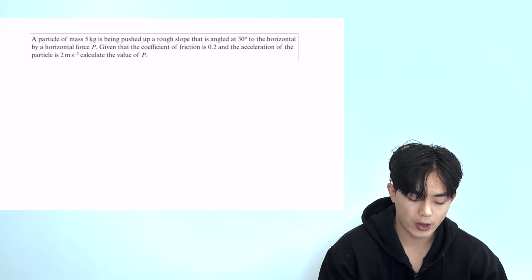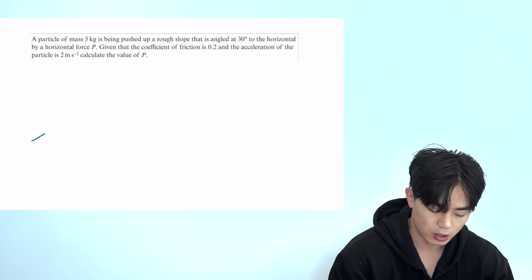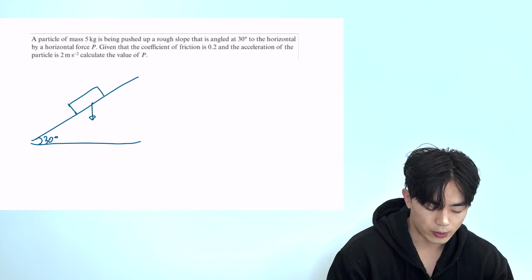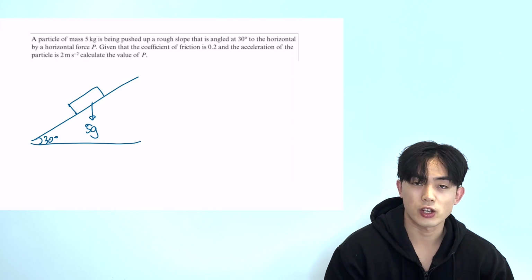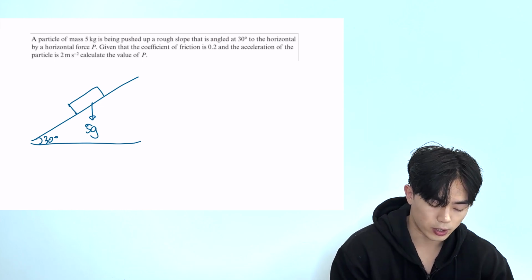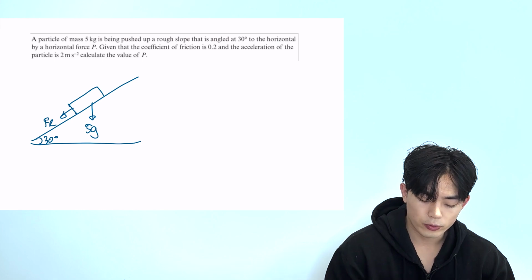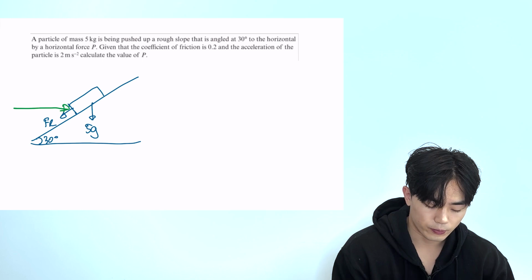So we have a particle of mass 5 kilograms being pushed up a rough slope. So we have a slope again, angled at 30 degrees. So the mass is 5, so it's 5g like this, and it's being pushed up. So therefore the friction, if it's moving up, the friction has to be opposing it. So friction is going to be moving downwards. It's being pushed up by a horizontal force of P. So P is acting horizontally, meaning it's going to be acting in this direction here, P.